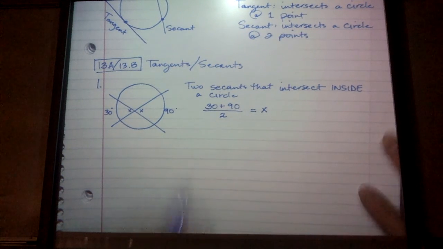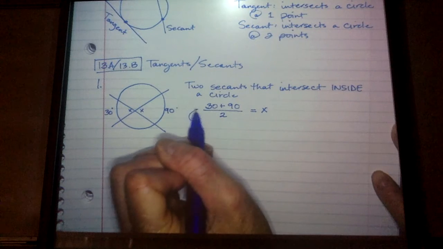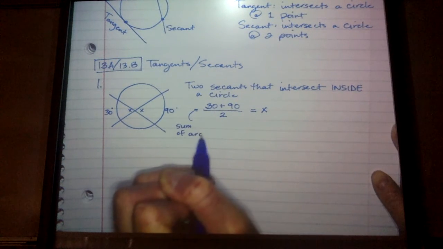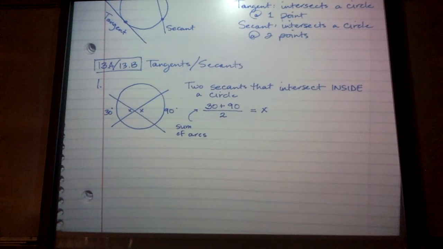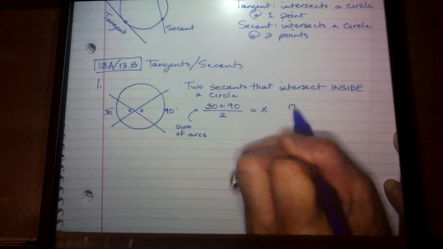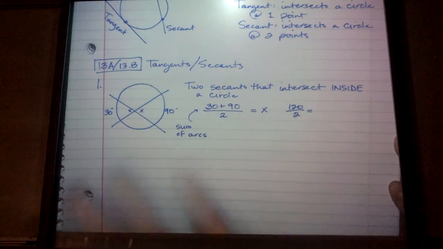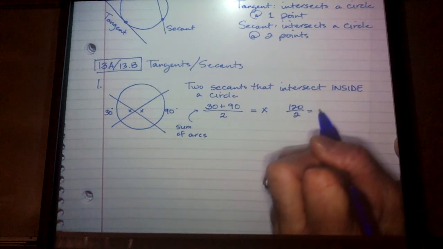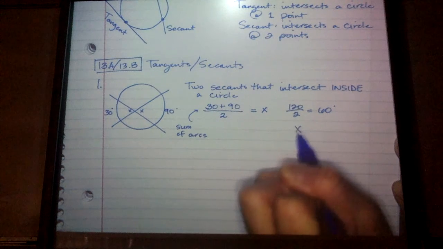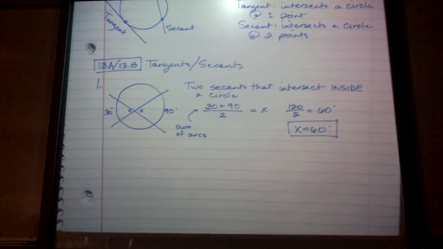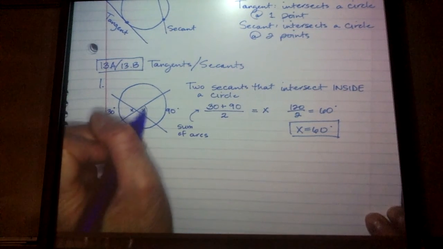Notice this is the sum of arcs. So 30 and 90 make 120, divided by 2, and the inside angle equals 60 degrees. So X equals 60 degrees. It's not a central angle, it's not in the center, but these equal 60.